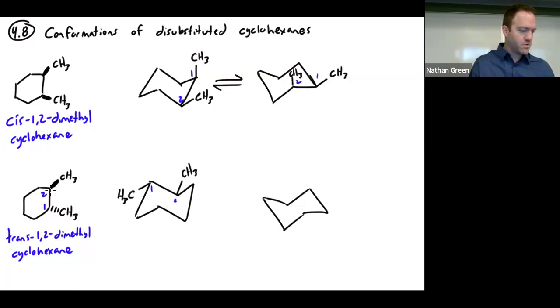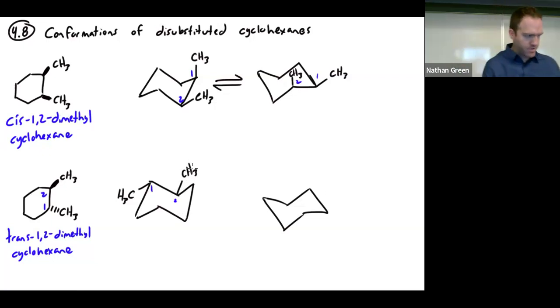At carbon 2, we are given a wedge. That means that methyl group is above the ring. So we come over to this position and ask, if I wanted to put something above the ring on this carbon, does it have to be axial or equatorial? The carbon is puckered down, which means it's axial down, so equatorial up.